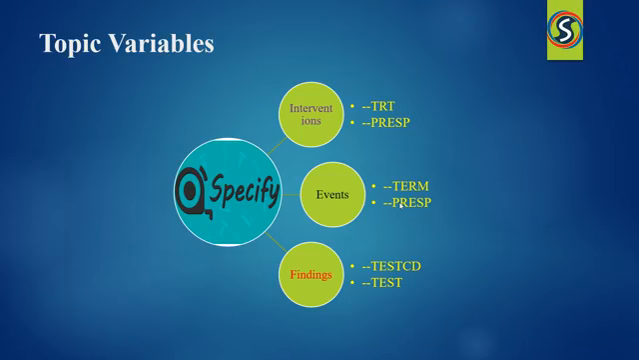And now let's discuss topic variables for your events class. Other, specify. So for events, it may be handled similarly to your interventions as well. That is, a term should be populated with the description of your event found in the specified text, and your pre-specified values could be used to distinguish between pre-specified and free text responses. Coming to your findings, other specify for test may be handled similarly to your interventions as well.